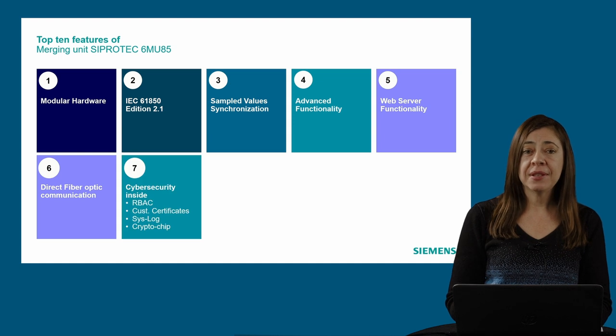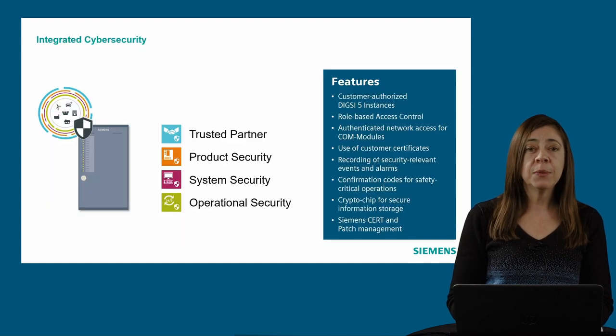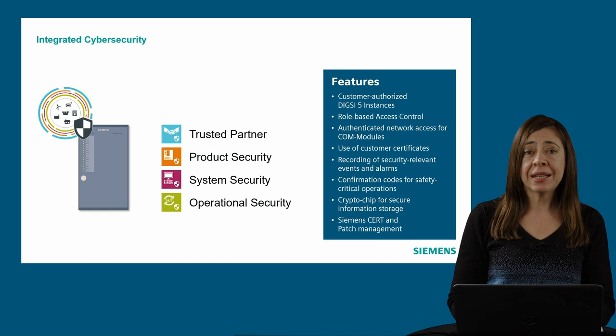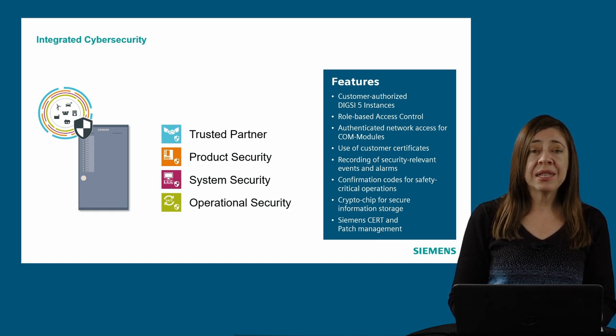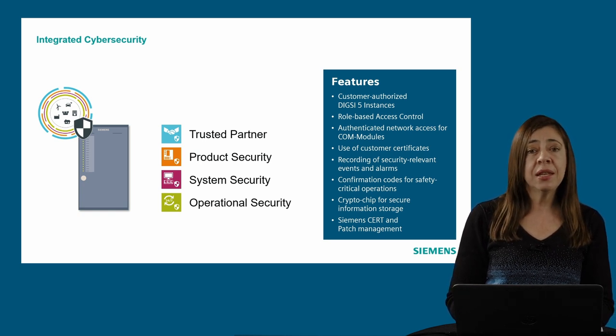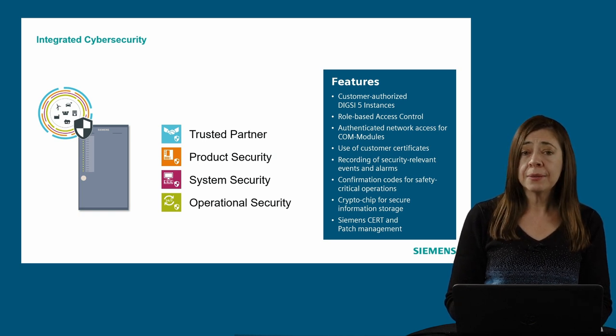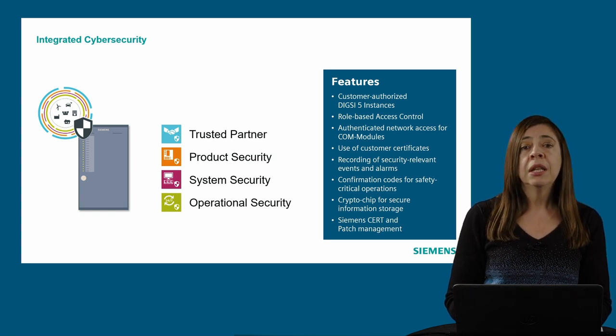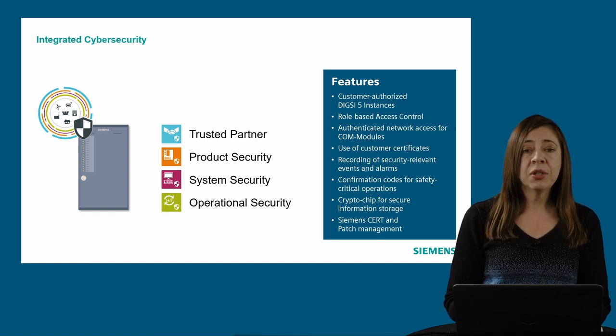Feature number 7, cybersecurity insight. The SIPROTEC 5 platform has been designed with plenty of cybersecurity features: customer authorized DIGSI 5 instances, role-based access control, authenticated network access for the communication modules, the use of customer certificates, the recording of the security relevant events and alarms in the syslog, the confirmation codes for safety critical operations, crypto chip for secure information storage, and Siemens CERT and patch management.